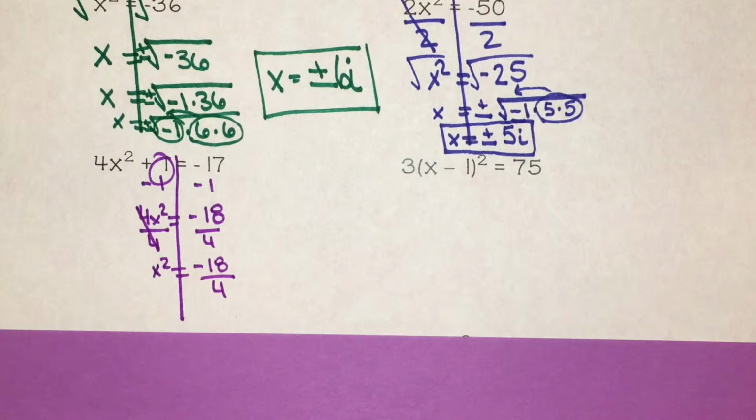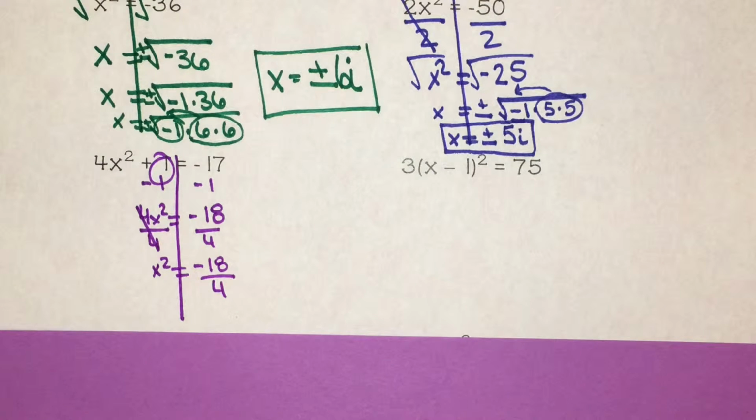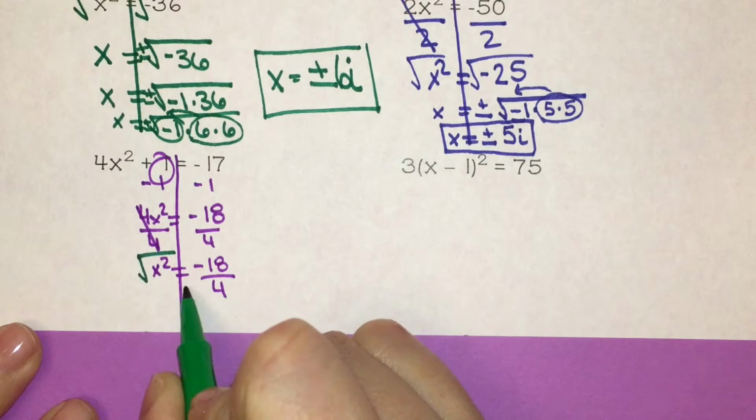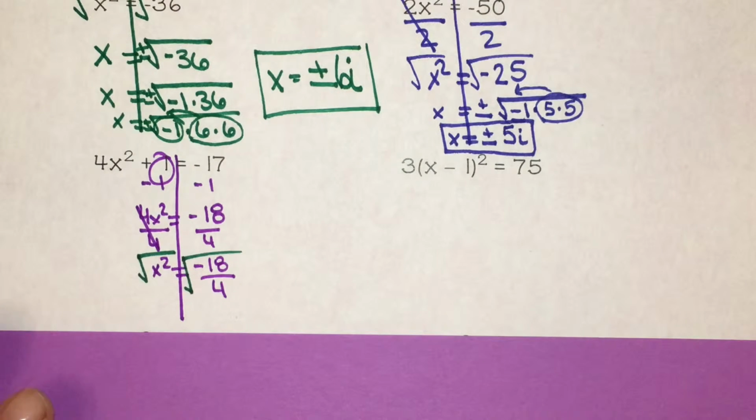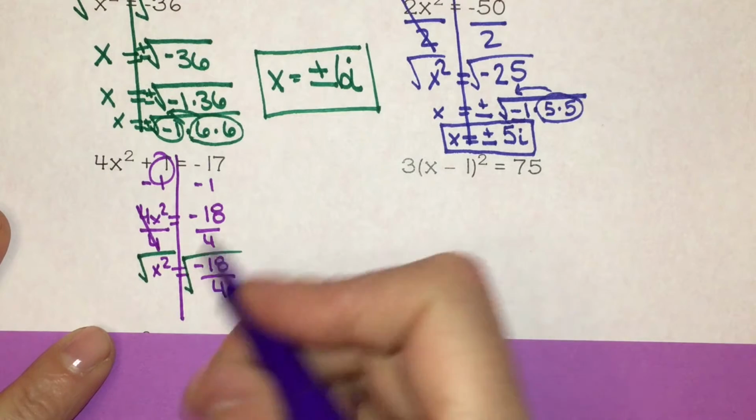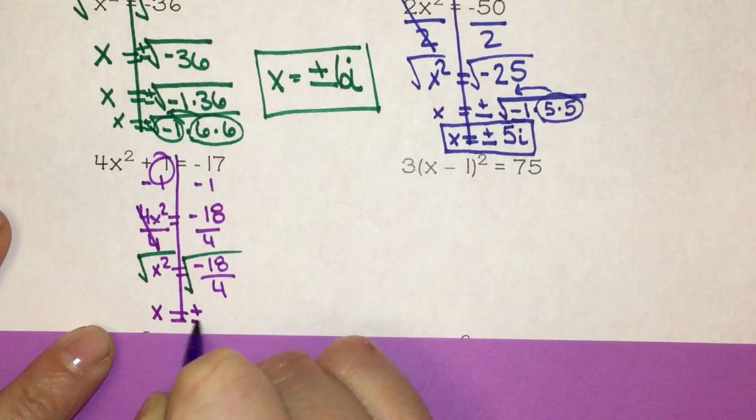I'm not going to reduce because I know that the square root of 4 is 2. So if I take the square root, that's a perfect square, so I don't want to reduce. So at this point, I'm going to take the square root of both sides because x squared is by itself. I'm going to write x is equal to plus or minus.